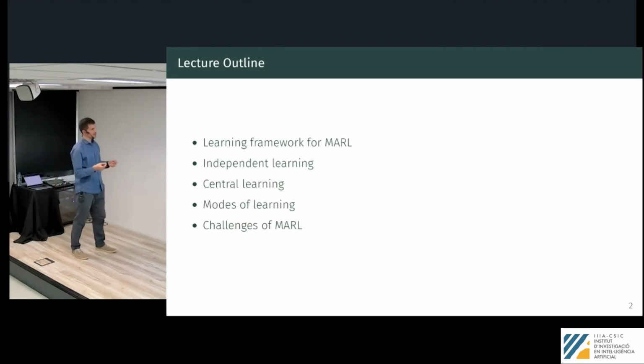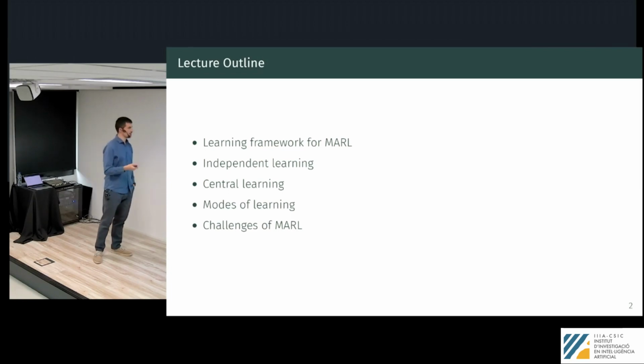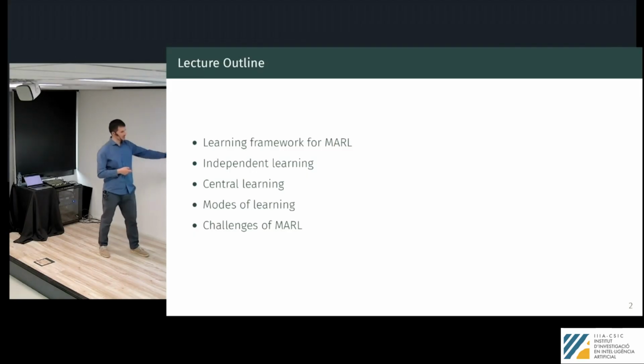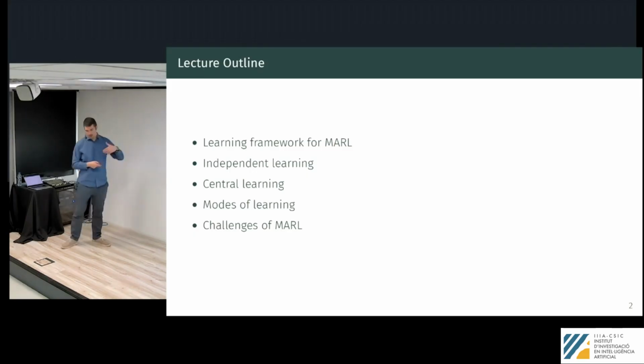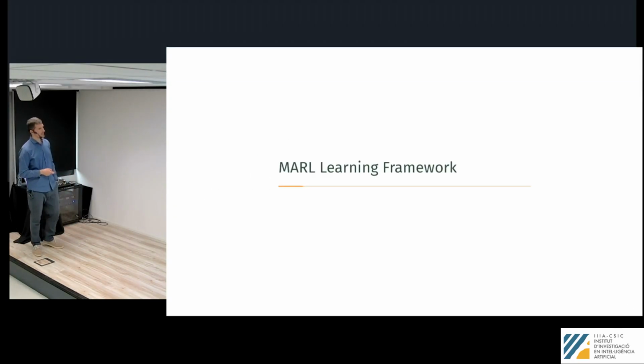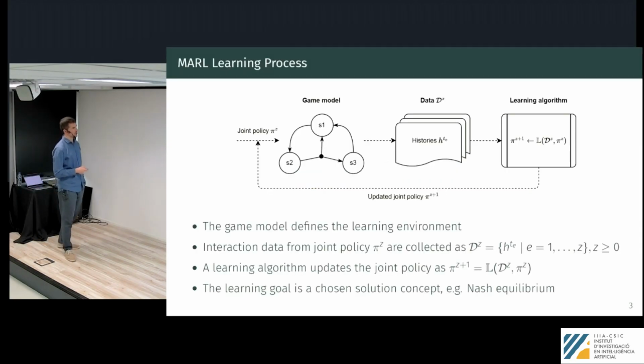Central learning means that there's actually just a single agent that controls them all together, and we can basically apply single-agent RL. And then we're going to be talking about challenges of MARL, which is important. At the end of this lecture today, I want to revisit some of these challenges that I mentioned in the lecture yesterday. So let's get into it. First, the multi-agent RL learning framework.